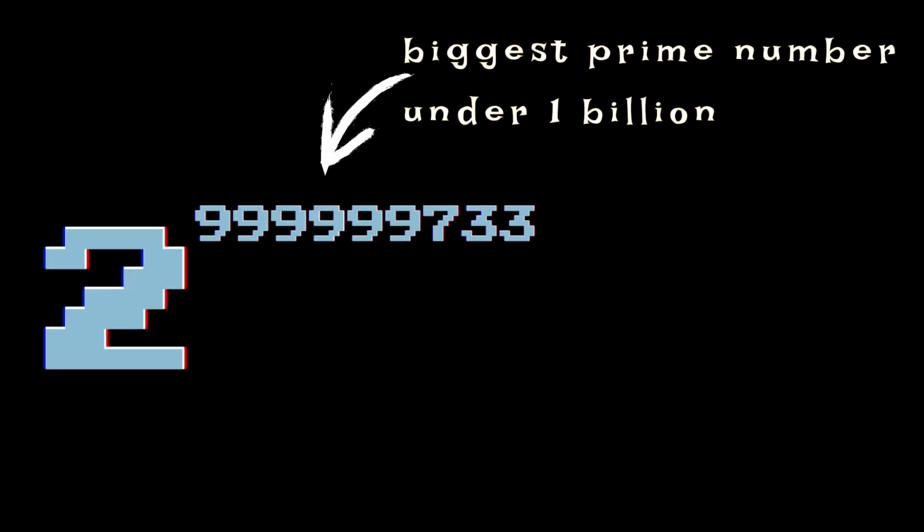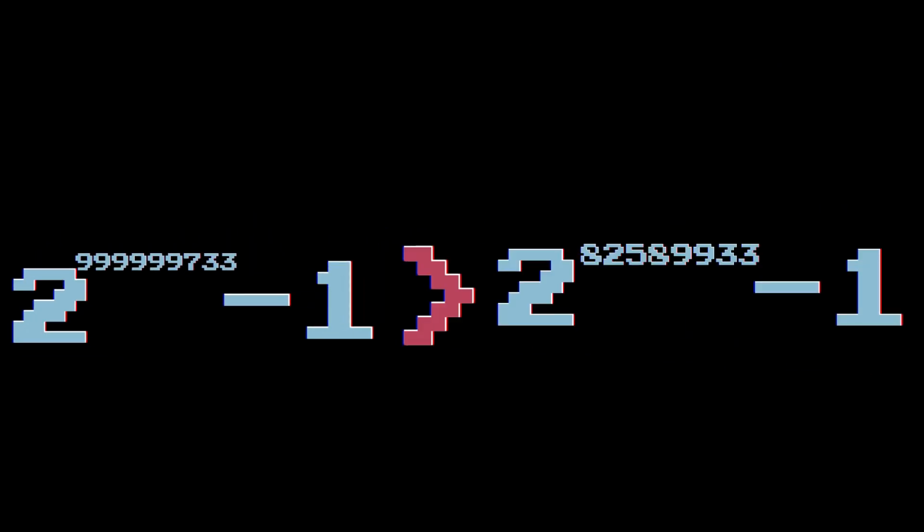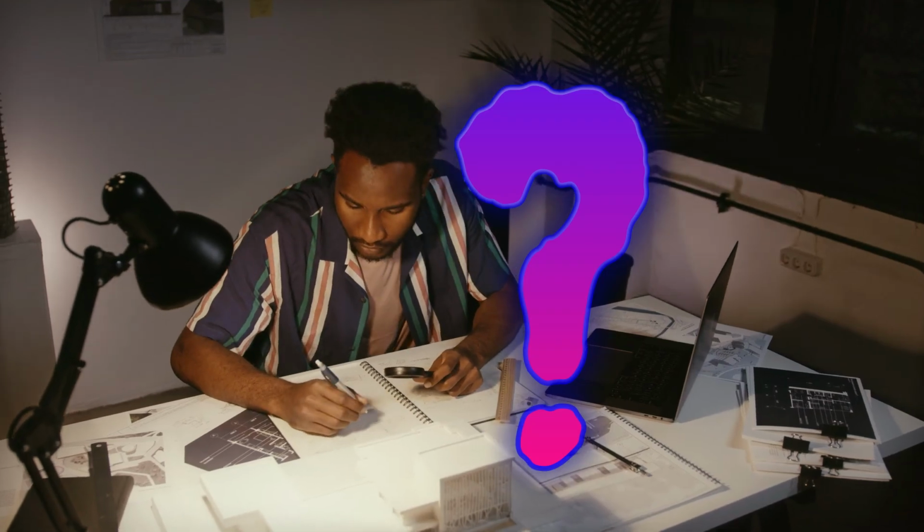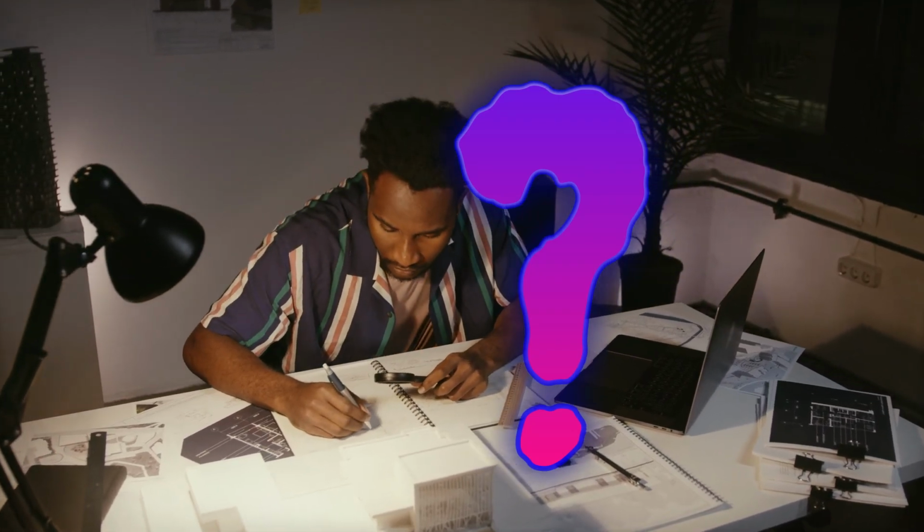So shouldn't 2 to the power of 999,999,733 minus 1 be bigger than the world's current biggest prime number? Until I find out if this is a bigger prime number or just a mistake, and until I find a way to make this code even more efficient, that's all for this video.